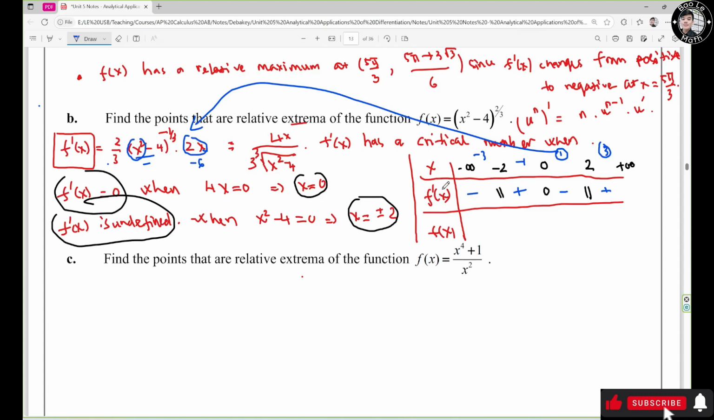Now, if f prime of s is negative, the function is decreasing. This one, f prime of s is positive, the function is increasing. This one, the function is decreasing. And this one, the function is increasing, right? And you have the relative minimum right here, relative maximum here, and relative minimum right here, right?